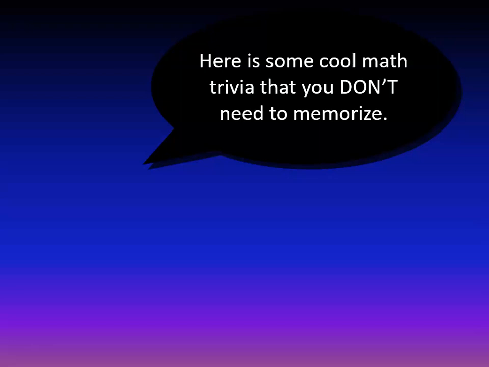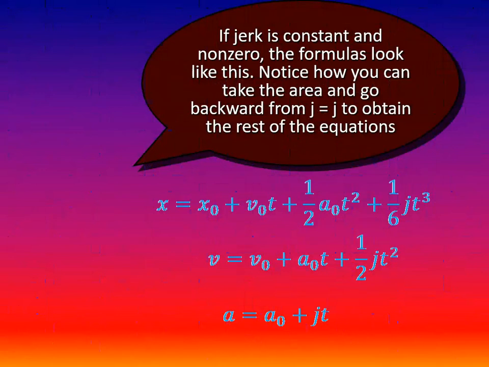Now, let me show you some cool math that you don't need to memorize. For this slide and the next slide, we're going to temporarily assume that acceleration is not constant, but we will assume that jerk is constant. So we'll say, okay, we have some constant jerk. Well, in that case, take the area under a jerk versus time graph. That's change in acceleration. Well, that area is base times height, so time times jerk. So apparently delta a is jt, so a equals a naught plus jt.